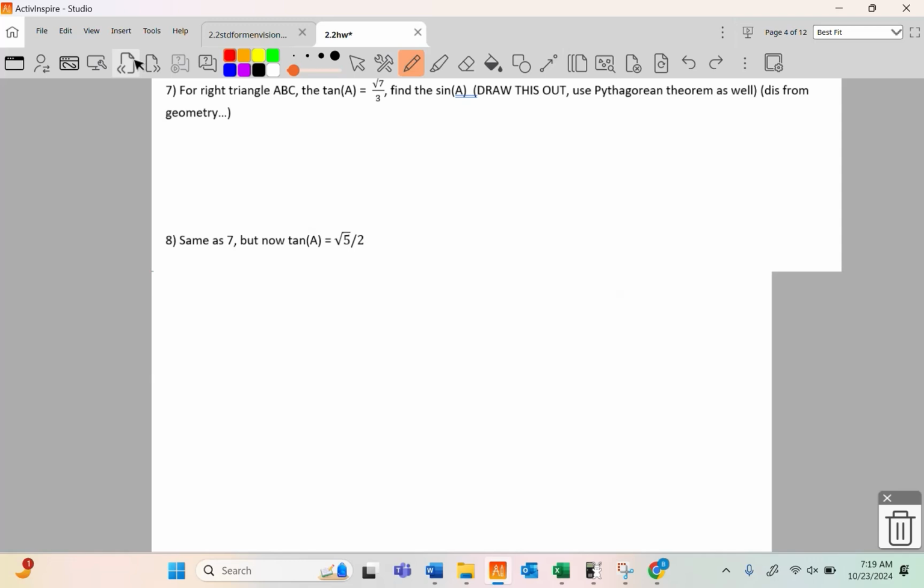So I'm going to do number 8. Let's see, you're given the tangent ratio and you're supposed to find the sine ratio. Now, by and large, the trig you see on the ACT is first quadrant trigonometry. So I'm going to draw a triangle in the first quadrant. I'm going to put angle A right there in the corner. And the tangent of A is root 5 over 2.